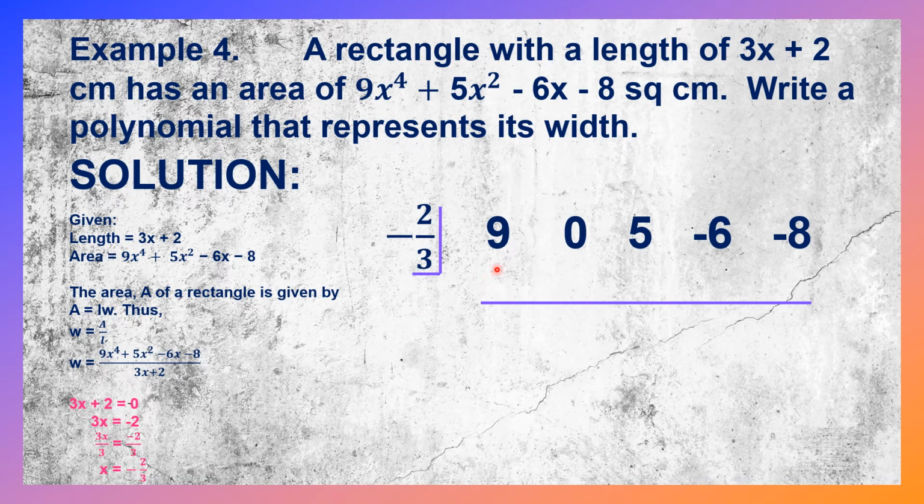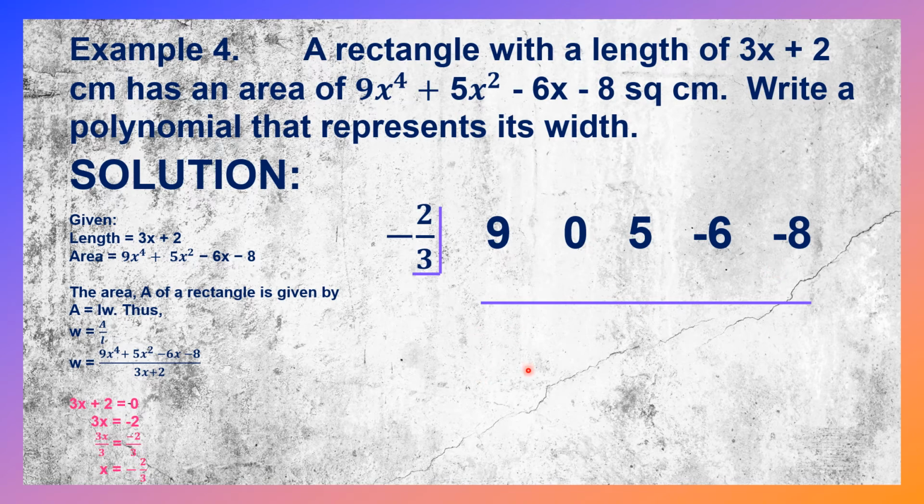Then, we copy the numerical coefficients of each term. As you can see, there is a missing term, the power of 3. Since there is a missing term, we insert 0 as the coefficient of the missing term. So we have now 9, then the missing term 0, then 5, negative 6, then negative 8.